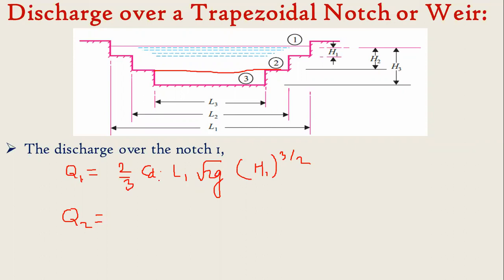So what is going to be the discharge? 2/3 CD, as before. What will the length be? L2, L2, L2 square root of 2g into bracket. What will come? H2. Okay, do you think H2 should come here? Okay, but what are we going to do? We will take the addition of all of them: Q1 plus Q2 plus Q3, that is the discharge through the first, second and third rectangle notch.